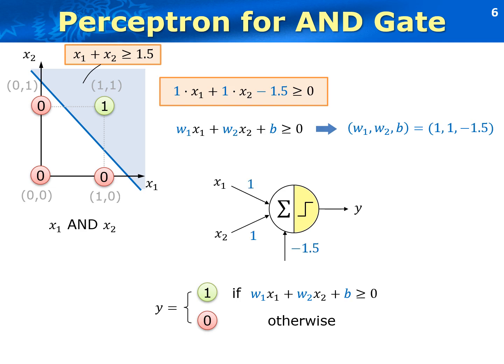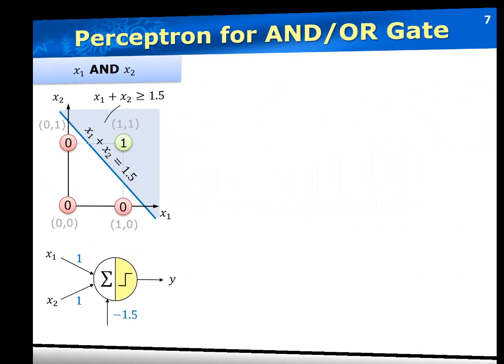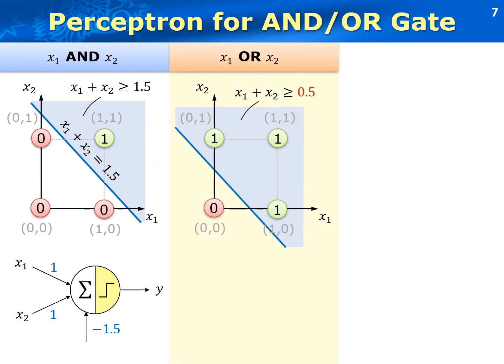Similarly, we can train a single-layer perceptron to mimic the OR gate. The weights of the OR perceptron are all 1s, the same as the weights of the AND gate. The only difference is the bias value, which is minus 0.5. This is because the separating line of the OR gate is x1 plus x2 greater than or equal to 0.5.